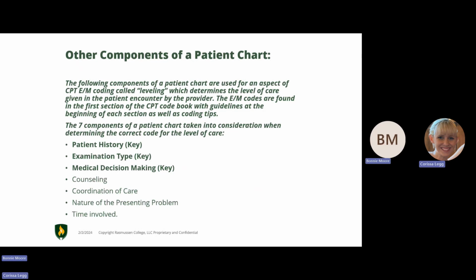And then what can also impact the level is, did they do counseling around, say, palliative care? Did they coordinate care with another provider, another facility? Did they go more in depth on the nature of the presenting problem? And of course, then what we talked about, how much time was involved. So all those factors, when a coder determines the level of the code in an E&M code, all those go into consideration.